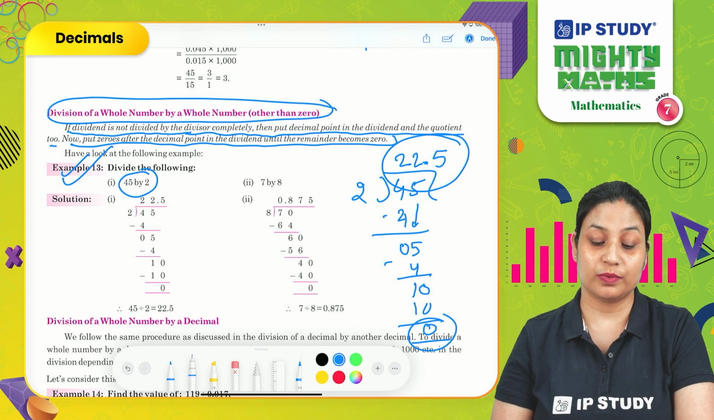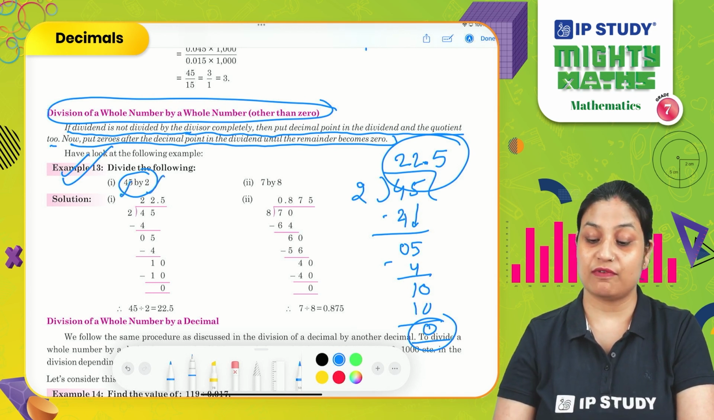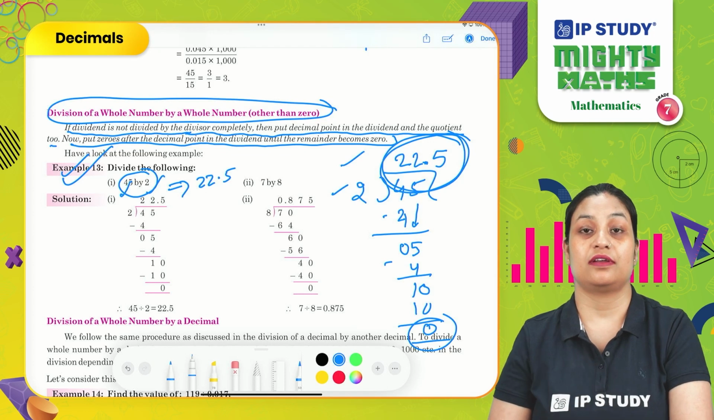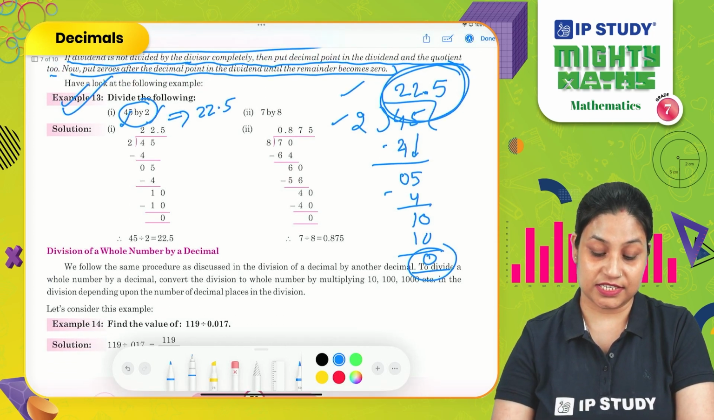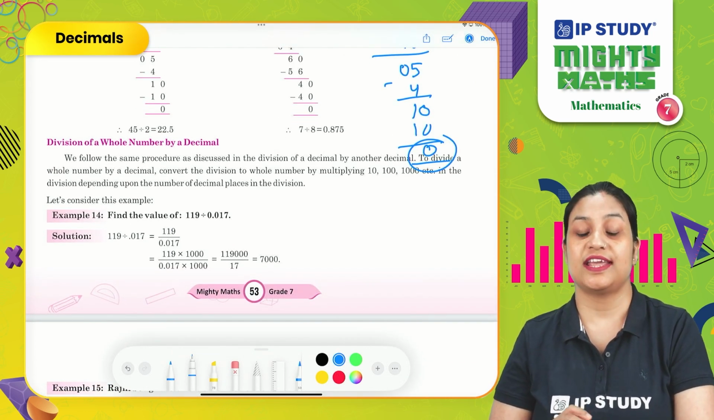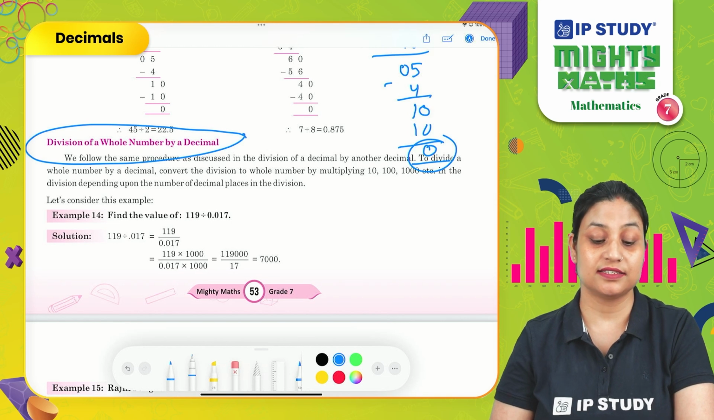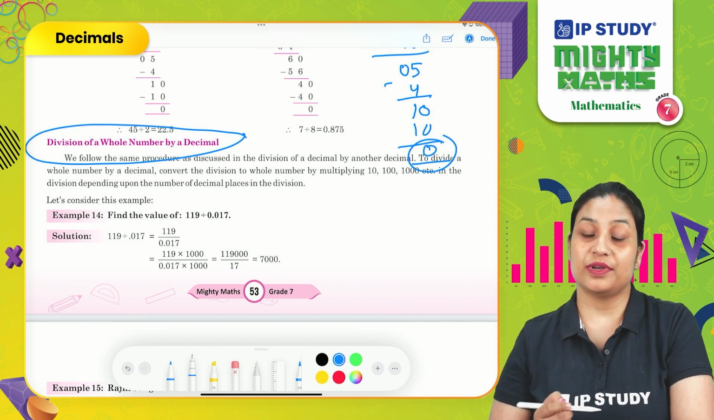So what we have done over here, we have divided a whole number by a whole number. We followed the steps and we got our answer. So when 45 is divided by 2, what is your result? Your result is 22.5. So I hope this example is very clear to you. Now let's see the next topic. The next topic is another condition that we have to discuss, that is division of a whole number by a decimal. So how we are going to do that?